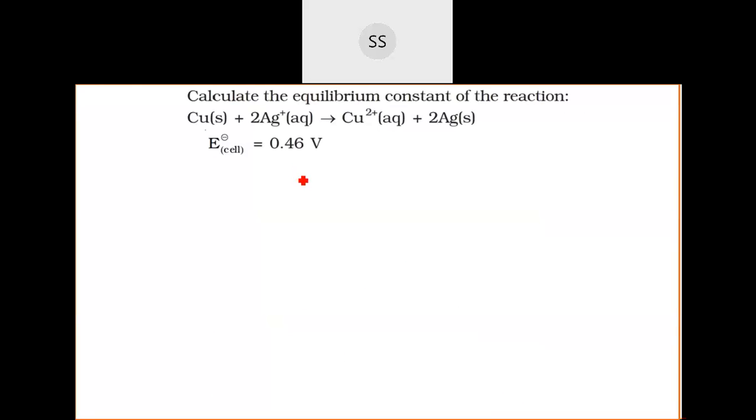Yes, now talking about the problem: calculate the equilibrium constant for the reaction copper plus 2 silver ion giving Cu2 plus and 2 Ag. E naught cell is equal to 0.46 volt. This is given to you. So we will start with the solution. First write the equation, that is E naught cell is equal to 0.059 by n log of Kc. K has to be found out. The equilibrium constant you need to find. So K is the question mark for you.